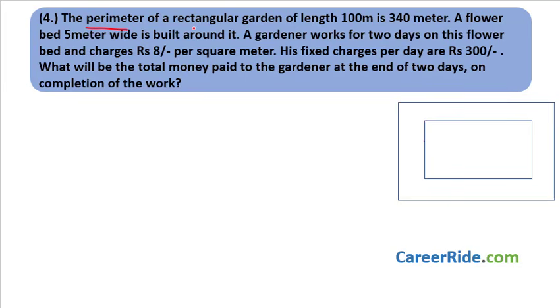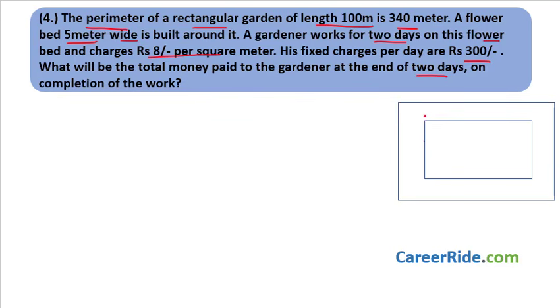The perimeter of a rectangular garden of length 100 meters is 340 meters. A flower bed 5 meters wide is built around it. The gardener works for 2 days on this flower bed and charges rupees 8 per square meter. His fixed charges per day are rupees 300. What will be the total money paid to the gardener at the end of 2 days on completion of the work? So now this is again a very common type of question that you will find in most of the exams on this chapter.